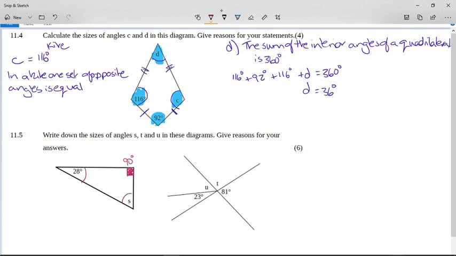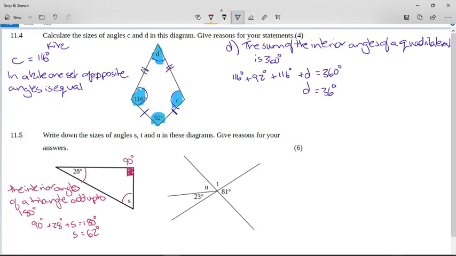So what is the rule? The interior angles of a triangle add up to 180 degrees. There's my rule, there's my mark. So 90 plus 28 plus S equals 180 degrees. So you can use your calculator. What is the answer? S equals 62 degrees.